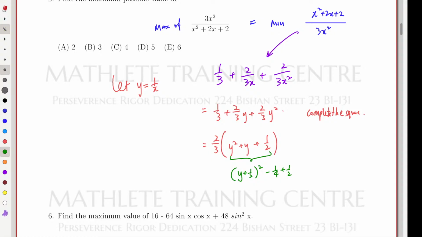So the thing inside looks like this. And what does that mean? It means that the minimum value of this expression here is when y equals negative half, which will give you exactly 2 over 3 times half minus 1 over 4, that's 1 over 4, which is 1 over 6. So if the minimum value of the reciprocal is equal to 1 over 6, what's the maximum value of the original expression itself? Well, it has to be 6, right? That's the answer.